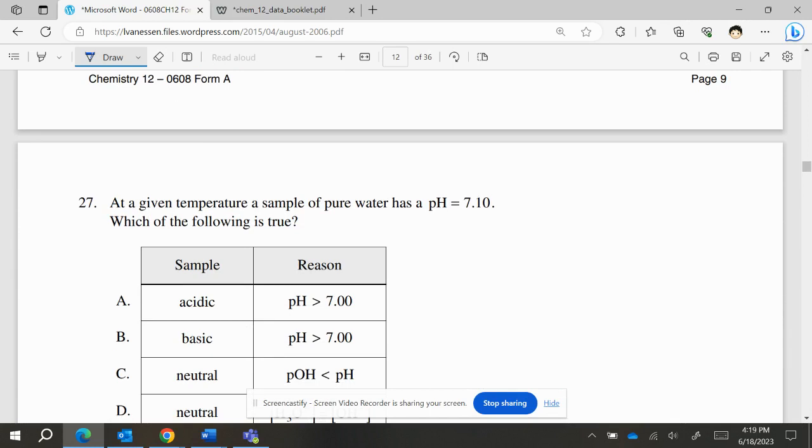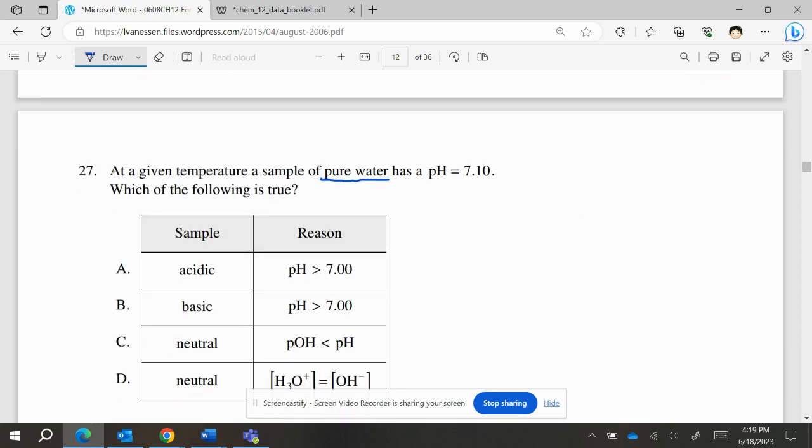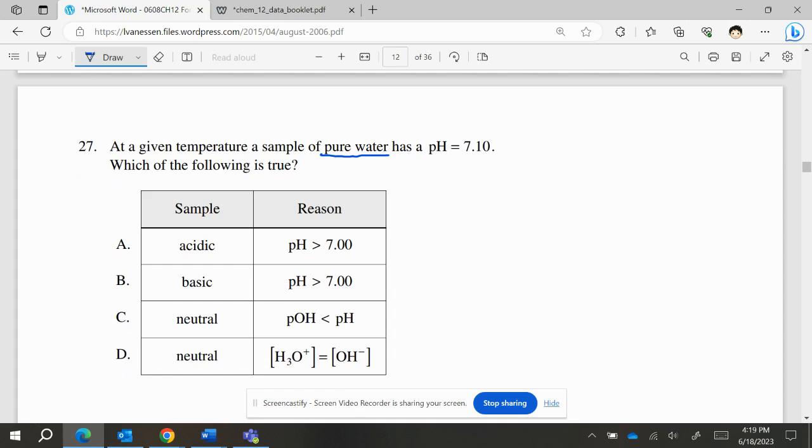Okay, at a given temperature, a sample of pure water has a pH of 7.1. Which of the following is true? Okay, so a couple of weird things here. First off, it says that it's pure water, so it's neutral. And you're probably wondering why, oh no, the pH is above 7. So 7 is neutral at 25 degrees Celsius. Once you start changing the temperature, the new pH is actually different, okay?